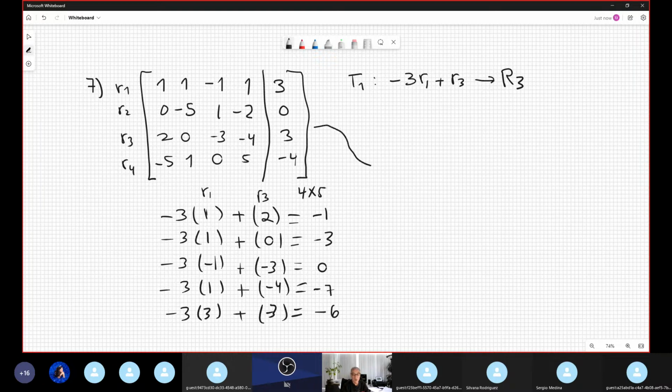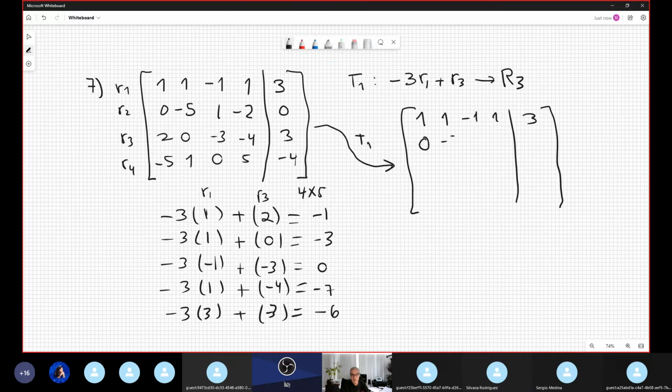Okay, so the new matrix after the transformation 1 is... Okay, the only row, guys, that changes is row 3. So you copy exactly the same, except row 3 is the only one that changes. I know that too much information is repeated. Sorry, but this is computer, no? And the computer works too fast. I try to simulate computer now. And now it's negative 1, negative 3, 0, negative 7, and negative 6.